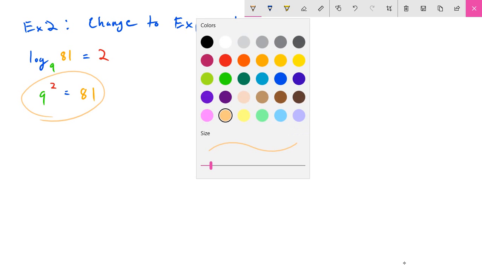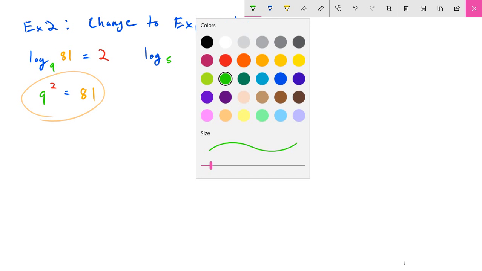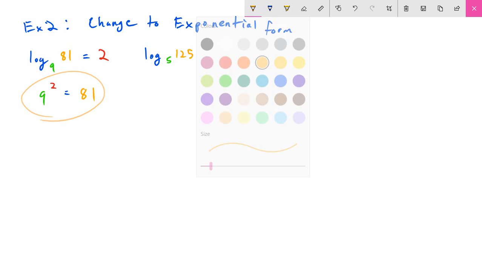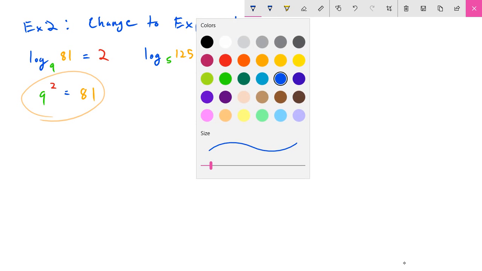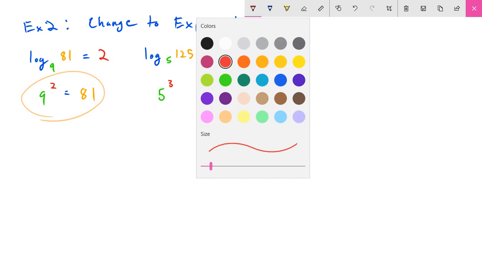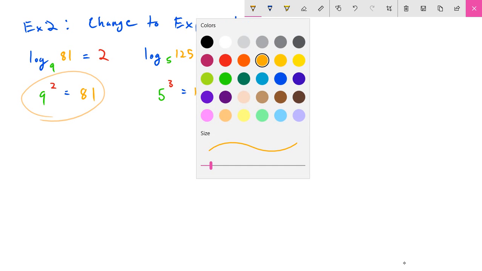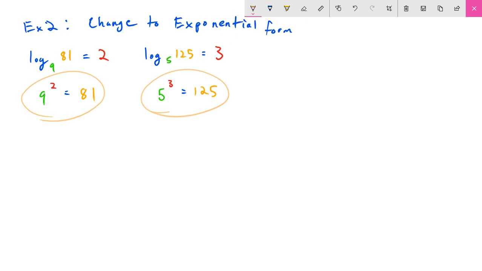What about log base 5 of 125 equals 3? 5 cubed. That's right, 5 cubed. That is correct. 5 cubed equals 125. Some people understand that what this log is saying is that 5 raised to the 3 equals 125. That's what it is. Exactly.